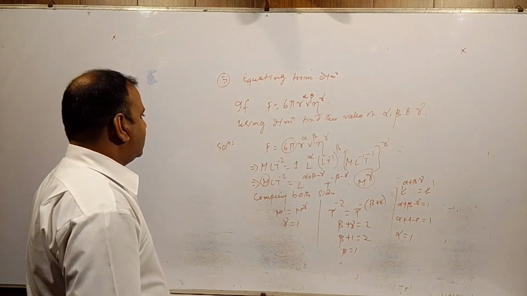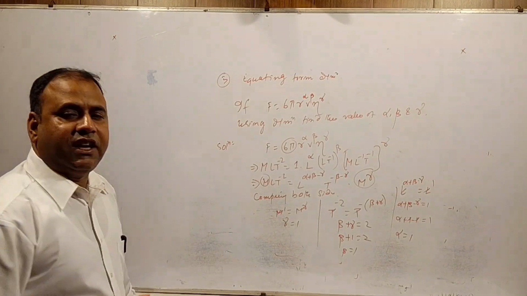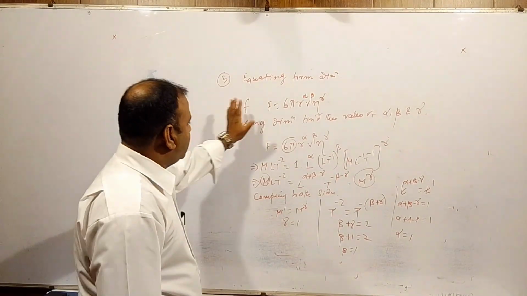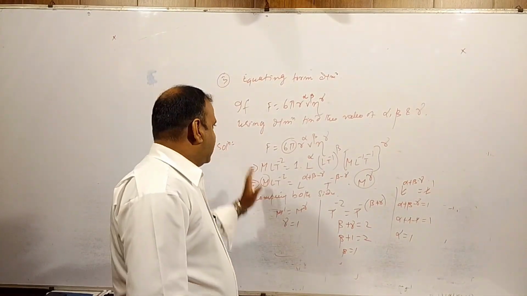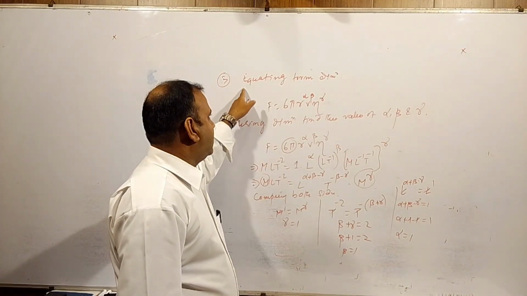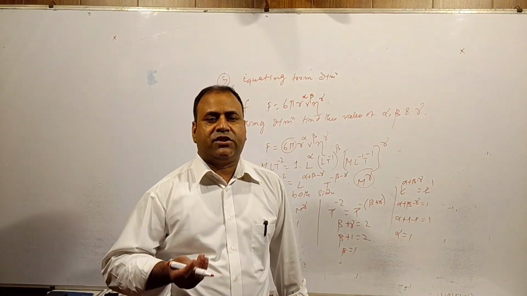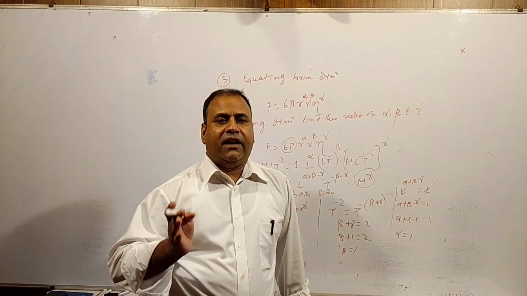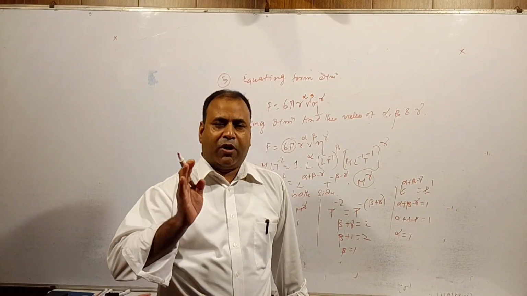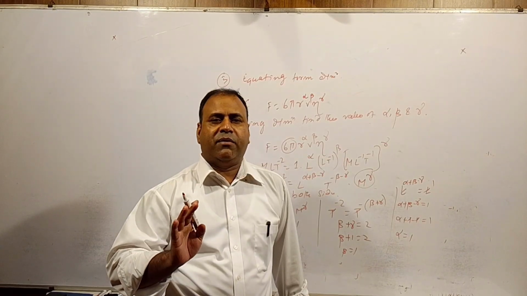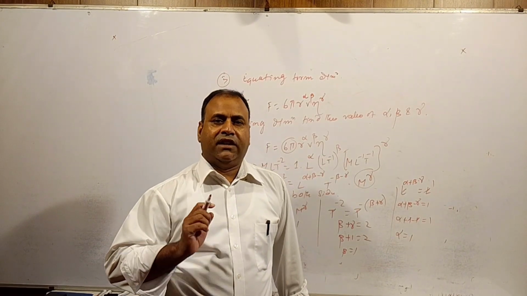So using dimension we can easily calculate the value of alpha, beta and gamma. This is a kind of process, and this is equating form dimensions. Dear students, remember I have discussed today the errors and dimensions unit. In this chapter, whatever formulas I have given, just memorize them, check them and practice them. Thank you so much.